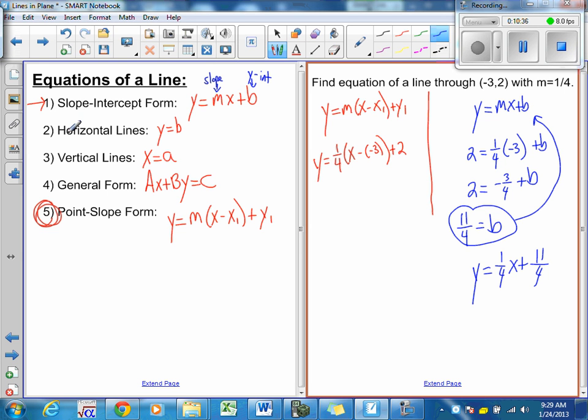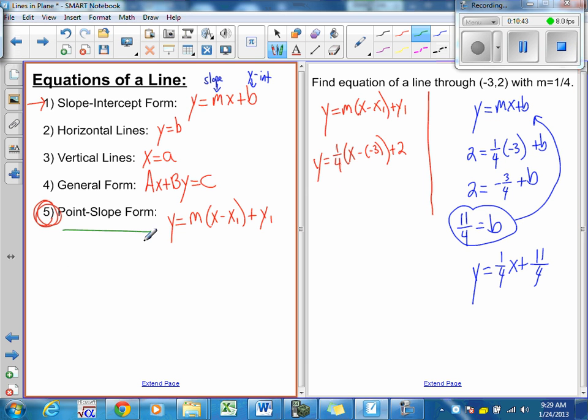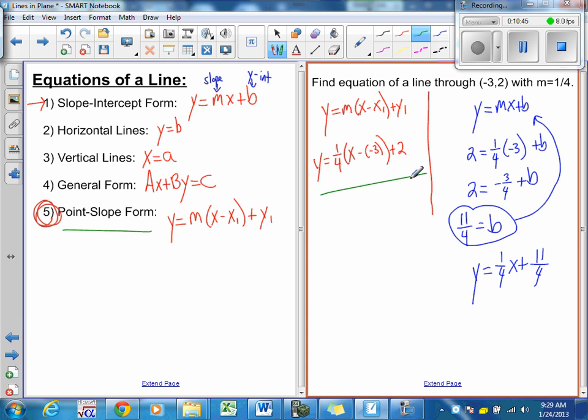I don't like to do it that way. Honestly, I will never do it that way. I like using point-slope form. I write it down, there's my answer. If I gotta plug it in my calculator, it's already solved for y.